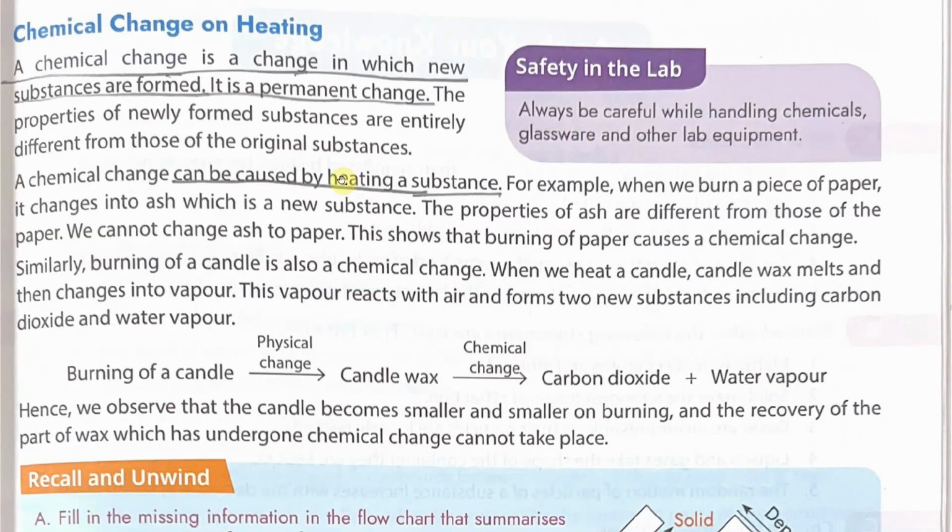When we heat a candle, candle wax melts and then changes into vapor. This vapor reacts with air and forms two new substances including carbon dioxide and water vapor. So burning of a candle involves a physical change in the candle wax, but candle wax undergoes a chemical change to form carbon dioxide and water vapor. Hence, we observe that the candle becomes smaller and smaller on burning, and the recovery of the part of wax which has undergone chemical change cannot take place.